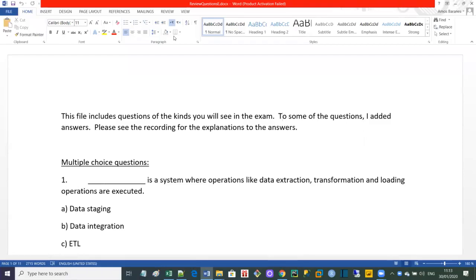Hello, everybody. In this session, we will go over multiple choices and examples from questions that you might see in the exam. This is a file that includes many kinds of questions. It's a good review for you to go over to prepare for the exam. Many of those questions will show in the exam, of course with a few changes, but it's a good file to go over.